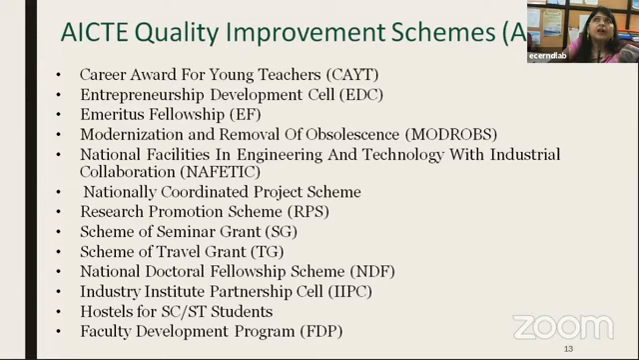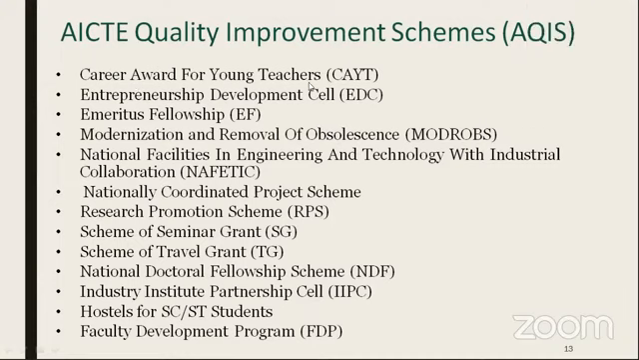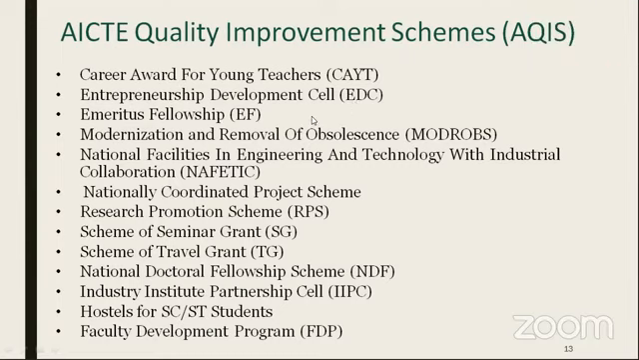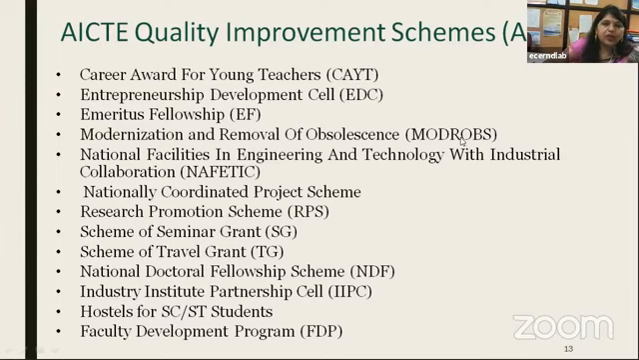RPS, STTP, everything has come once again. You can apply for FDP. Many are there. See these funds very carefully, because you have to apply today only. Many people will apply, I know that. First is the career award for young teachers. They have given an age limit of 35. Again, I will go below this also. Under this heading also I will tell you. Then EDC, entrepreneur self. Then emeritus fellowship. Then you see many colleges got the MODROBS, I think.